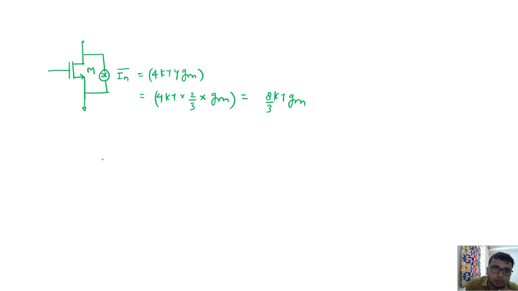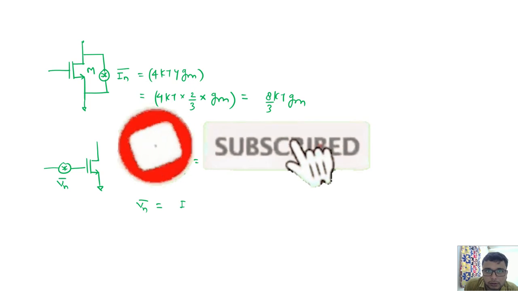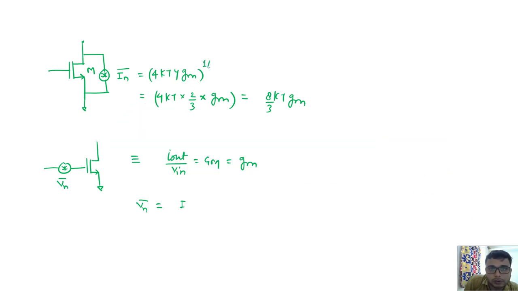We can also model the noise as a series input voltage as well. So what is the value of this? In general, for any transistor, from input voltage to output current, there is a parameter called GM, which is the GM of the transistor. So if I know the current, then what will be the noise voltage? It is the square root of this.